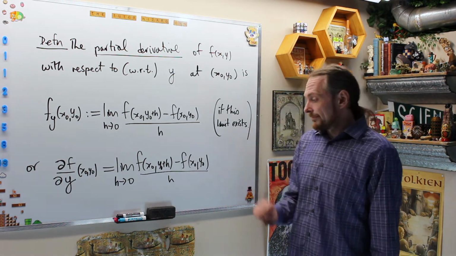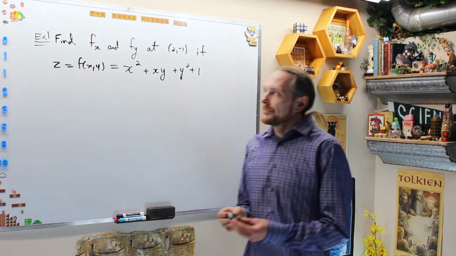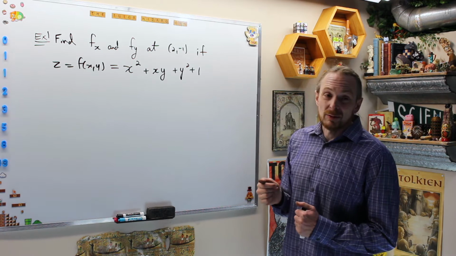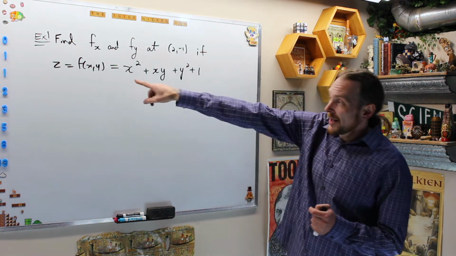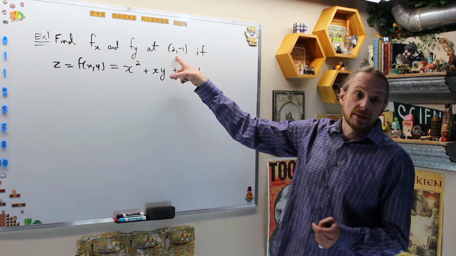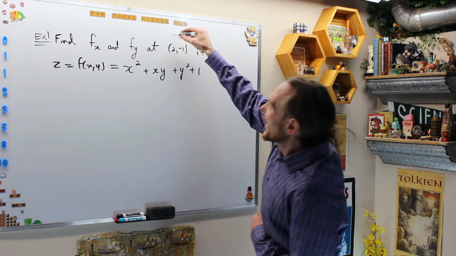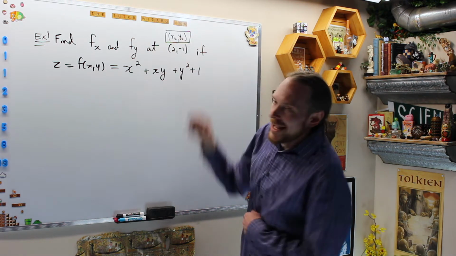Let's do an example. For our first example, example 1, we want to find the partial derivative fx and the partial derivative fy of a function of two variables at the point 2, negative 1, sorry, dyslexia. Again, in your mind before we start, in the theory, we called it x naught, y naught.